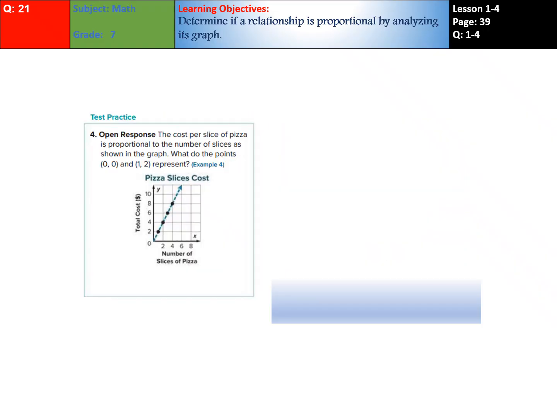In question number 4, the cost per slice of pizza is proportional to the number of slices as shown in the graph. Here the graph is given and they said this is proportional as it is passing through the origin. Now they are telling you to explain 2 points. What do the points (0, 0) and (1, 2) represent? The point (0, 0) means there is zero price. If you buy 0 slices, what will be the cost? 0. When you are not buying anything, the cost will be 0. Now the point (1, 2) means that if you buy one slice, the price of one slice of pizza will be $2.